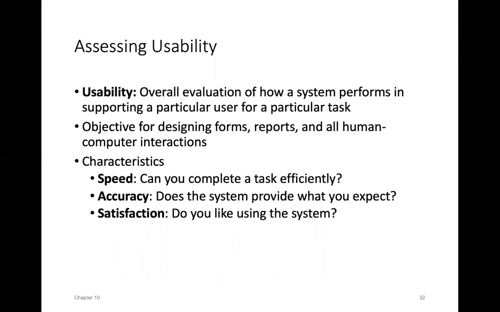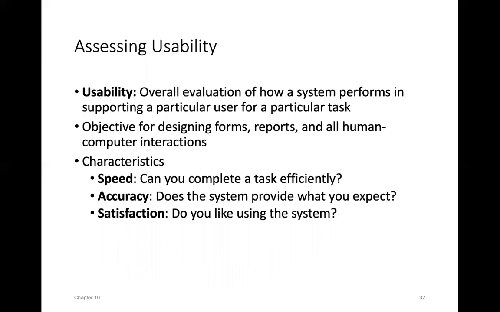Okay, so what do we mean by usability? Well, we're talking about speed, accuracy, and satisfaction. These are the factors to consider when we are designing our forms and reports. Speed: can we complete a task efficiently? Accuracy: does the system provide us with what we are expecting it to provide? And satisfaction: do we actually like using the system? So the objective for designing is usability.